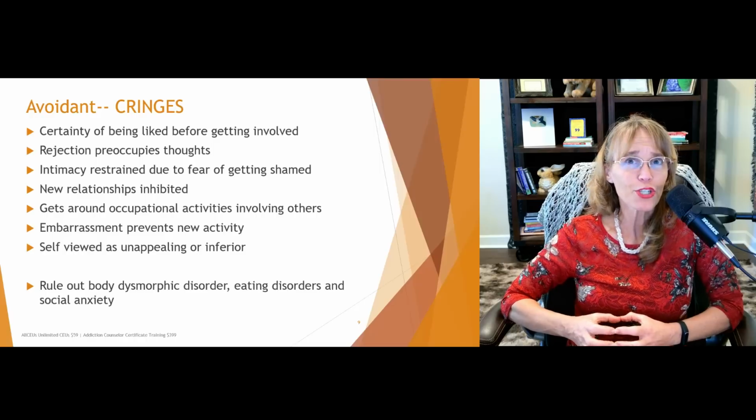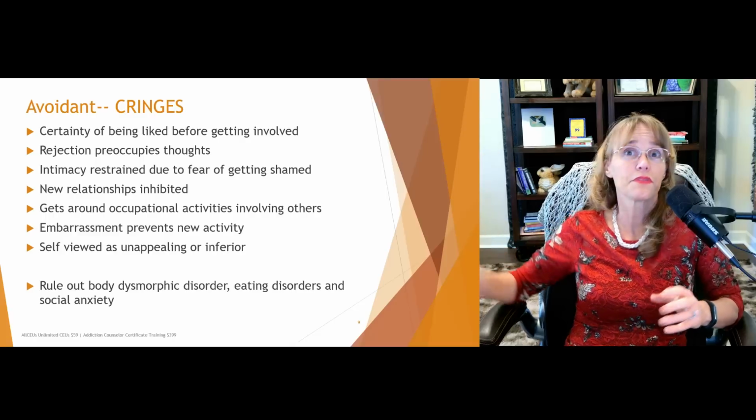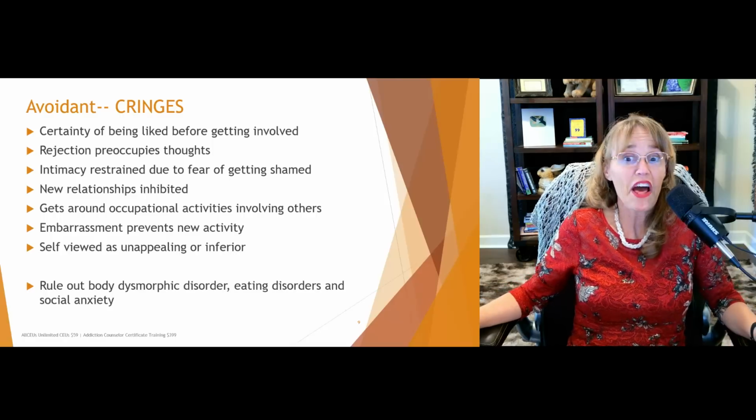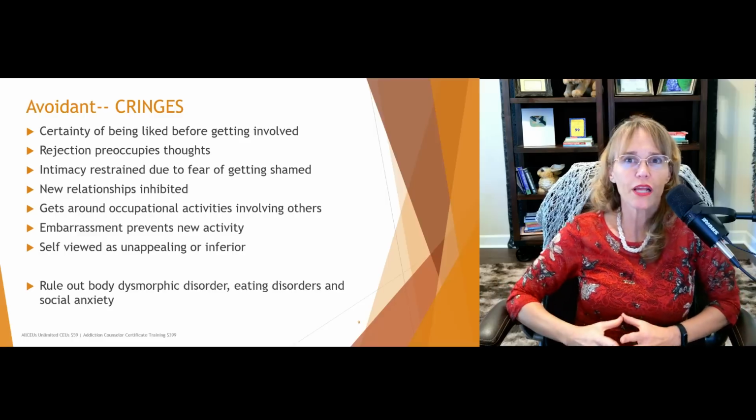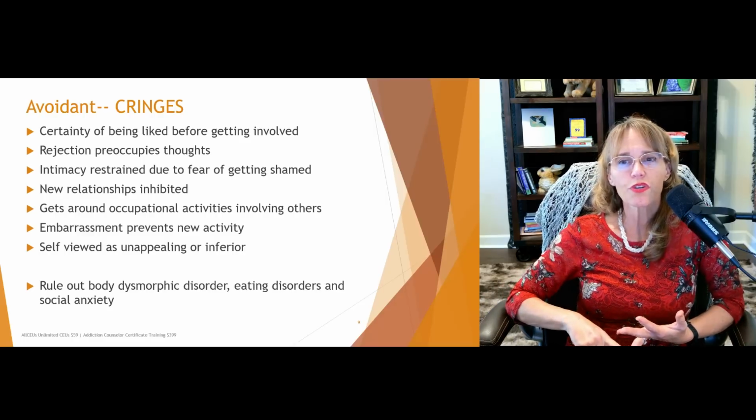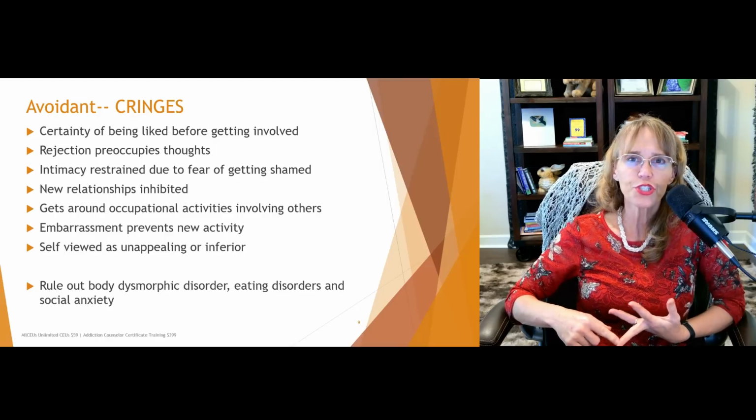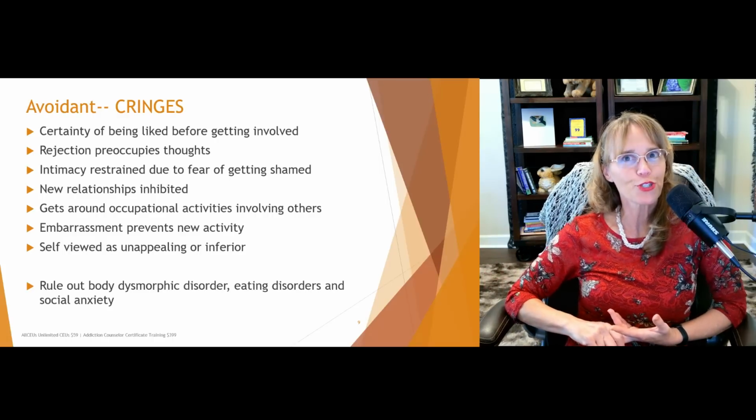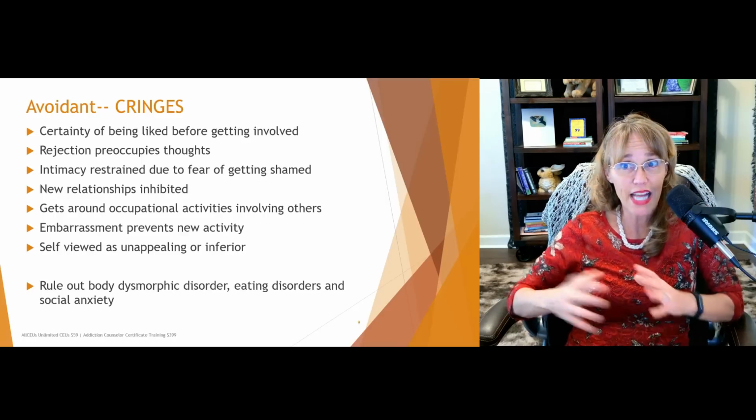A person with avoidant personality may never want to get married and have 3 kids and be a CEO of a company. That's just not something they even fathom. So we want to make sure we're helping them work toward their definition of a rich and meaningful life. You do want to rule out body dysmorphic disorder, eating disorders, and social anxiety. And it is really difficult to differentiate avoidant personality from social anxiety. A lot of it has to do with the onset, the timing of it.